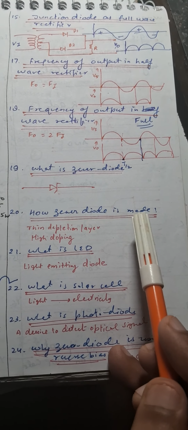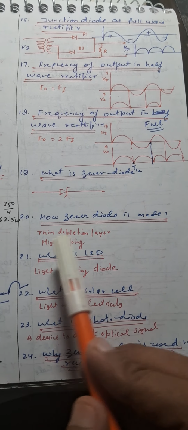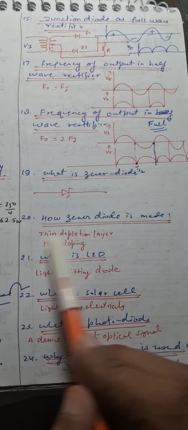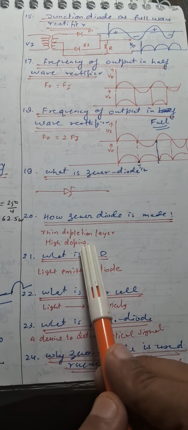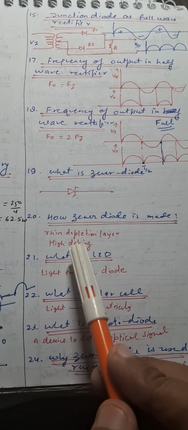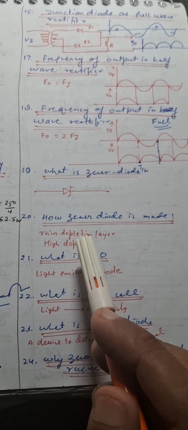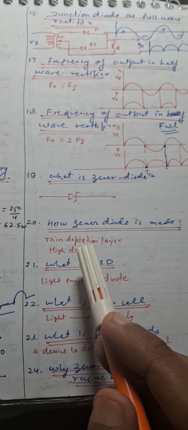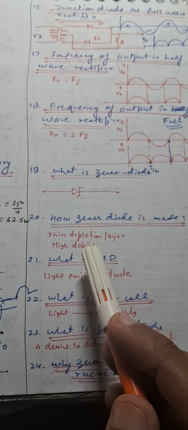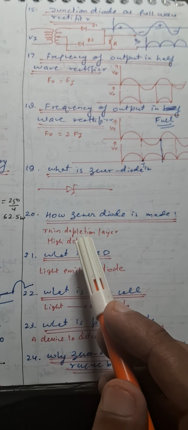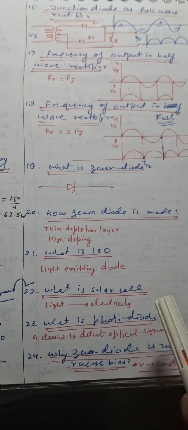Then is how a Zener diode is made. For making a Zener diode, we use the concept of a thin depletion layer and high doping. These are needed so that there is a very high electric field in reverse bias, and it's operated in reverse bias so that a constant voltage can be maintained in spite of change in current.